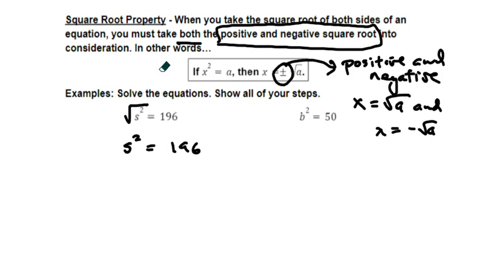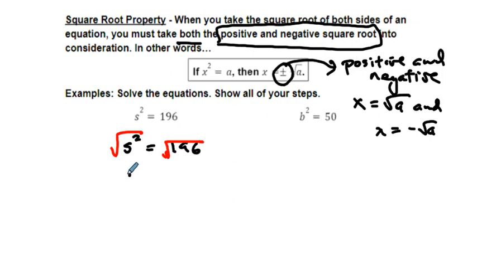We are going to, I'm going to erase this from here. We are going to take the square root of both sides. Okay, so I'm going to take the square root of this side, and we're going to take the square root of this side, keeping in mind that my answer for this is going to be positive and negative.